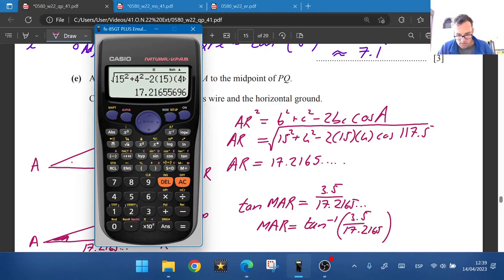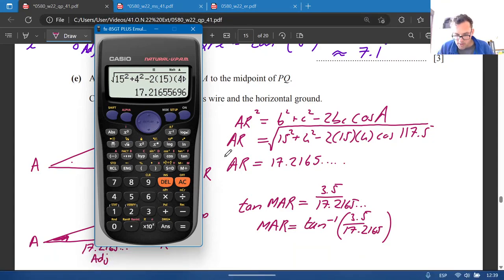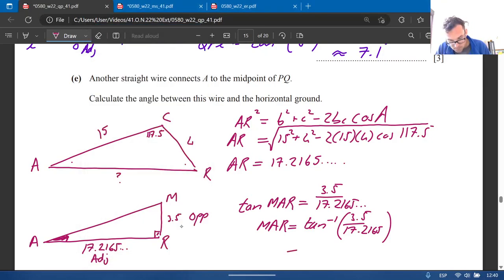Okay, look what I'm going to do. I remember that was on my screen, so I just put shift, tan, bracket, fraction, 3.5. Oh, one bracket too many, I don't think it will matter. Answer, it will insert the 17.2165 in all its glory in there. Just to put the brackets, and we got the answer, 11.491.